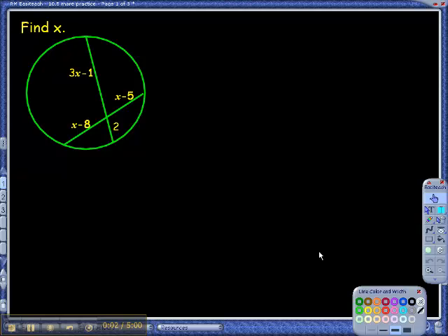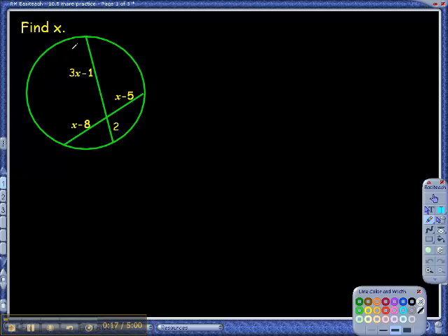Alright guys, today we are still in section 10.5, so still talking about those segments inside of a circle. But today we're just getting some extra practice. There's not any new vocabulary, there's nothing more to really learn except to get more practice so we get more comfortable with it.